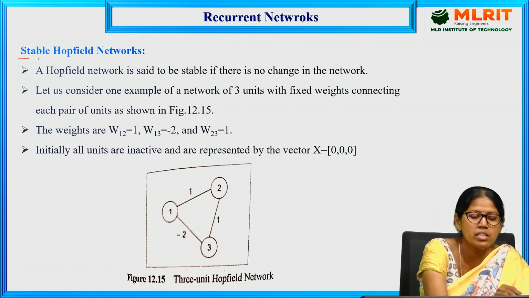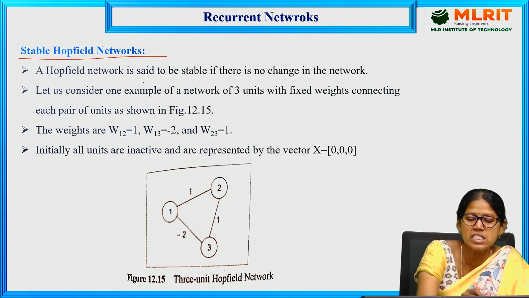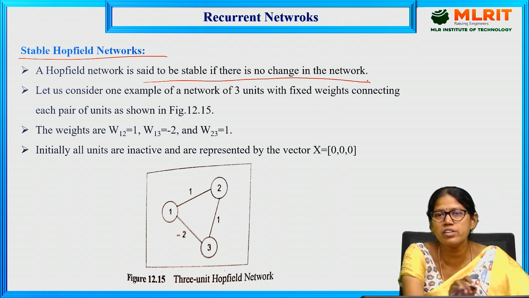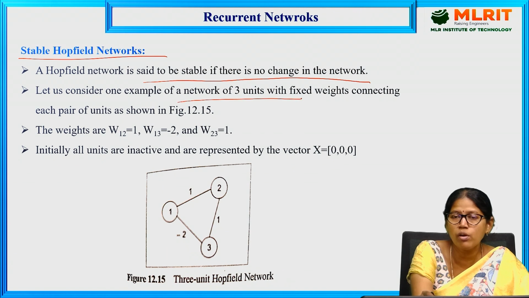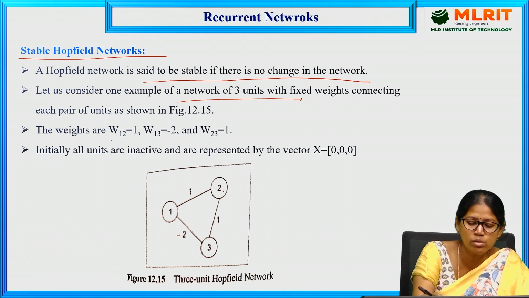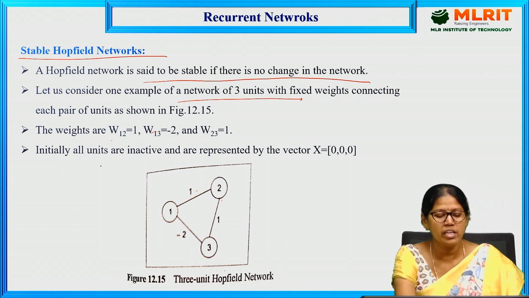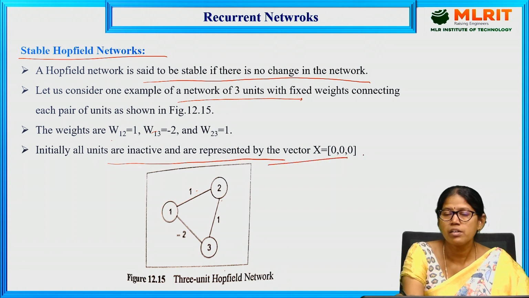Now, when is a Hopfield network stable? Let's see one example. A Hopfield network is said to be stable if there is no change in the network. Let us consider one example of a network of 3 units, 1, 2, 3, with fixed weights: W1,2 is 1, W1,3 is minus 2, W2,3 is 1. Initially, all units are inactive and represented by the vector 0, 0, 0, because there is no shade in black units.